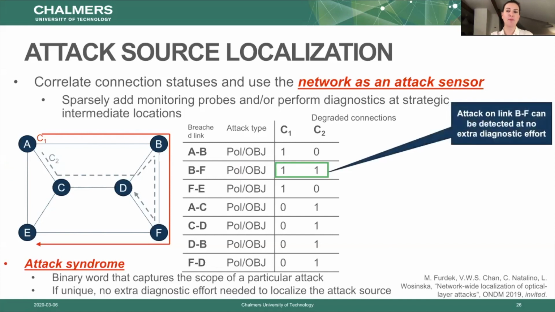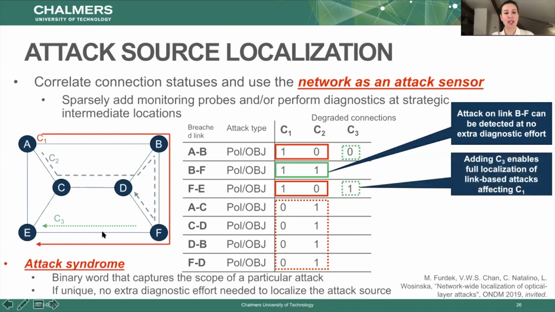So, for example, if C1 and C2 are reported as degraded, then we can deduce that the location was link BF. However, of course, these words are not always unique, as is the case with these two and these four words. So we need to add monitoring probes to break these ambiguous syndromes. If we establish monitoring probe C3 on link FE, then we are effectively adding distinguishing bits to these two words.